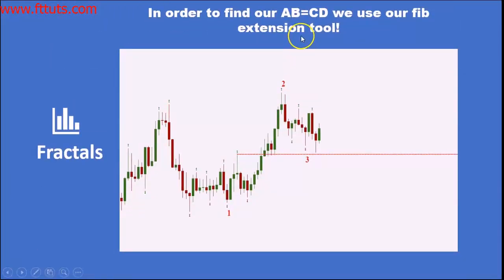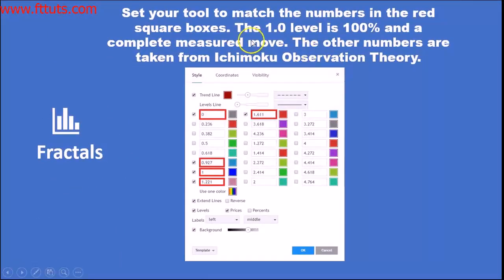So in order to find our AB equals CD, we use our fib extension tool. A, B, C, D are 1, 2, 3, 4. So set your tool to match the numbers in the red square boxes. The one level is 100% and a complete measured move. So the measured move is usually based off of the 1-to-1 ratio, which is 100%. The other numbers are taken from Ichimoku observation theory.